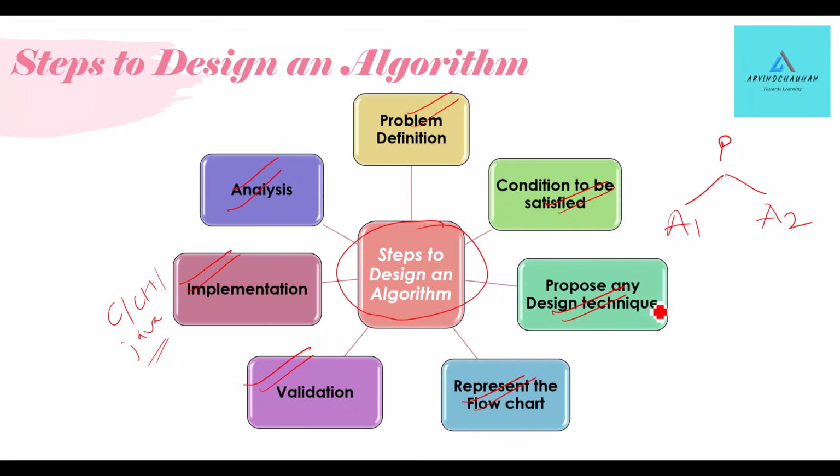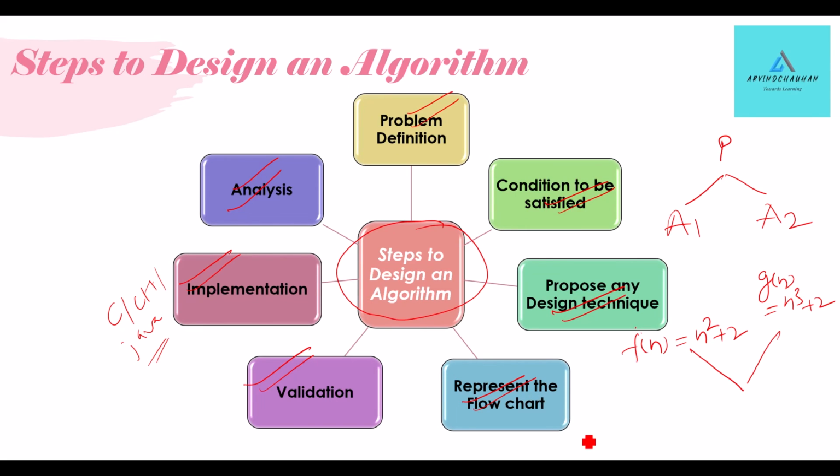This sorting algorithm A1 has complexity n square plus 2, and the second algorithm A2 has complexity n cube plus 2. We have the same problem and two different algorithms A1 and A2, each with its respective complexity. Now we have to analyze which algorithm is better based on performance.